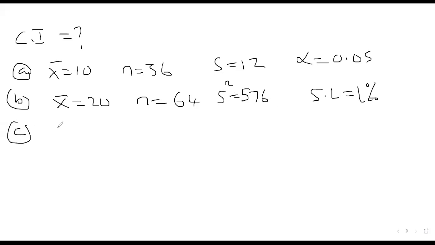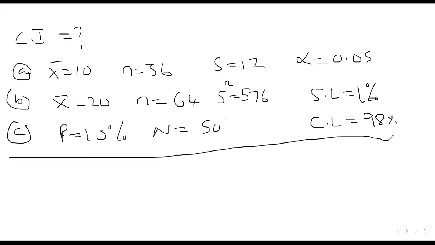And here, they've given us a proportion, maybe 10%. Our sample size is 50. And here, we're given our confidence level, maybe it's 98%. So let's find part A.